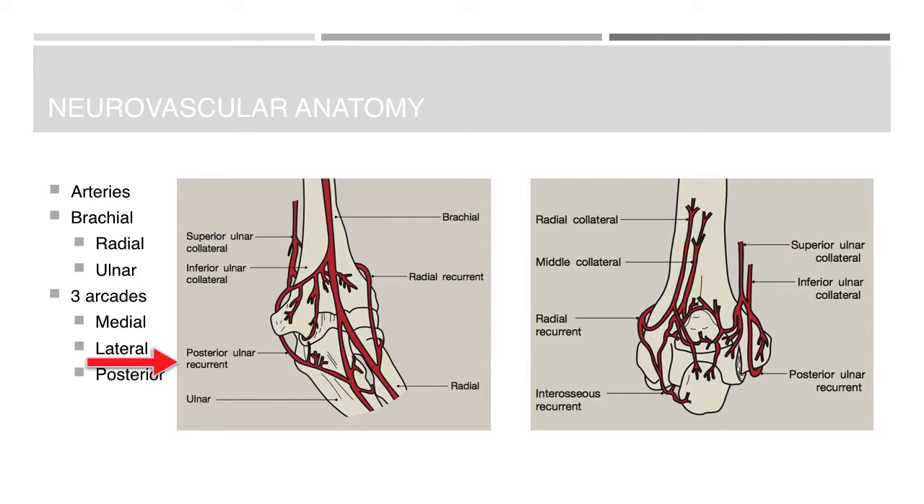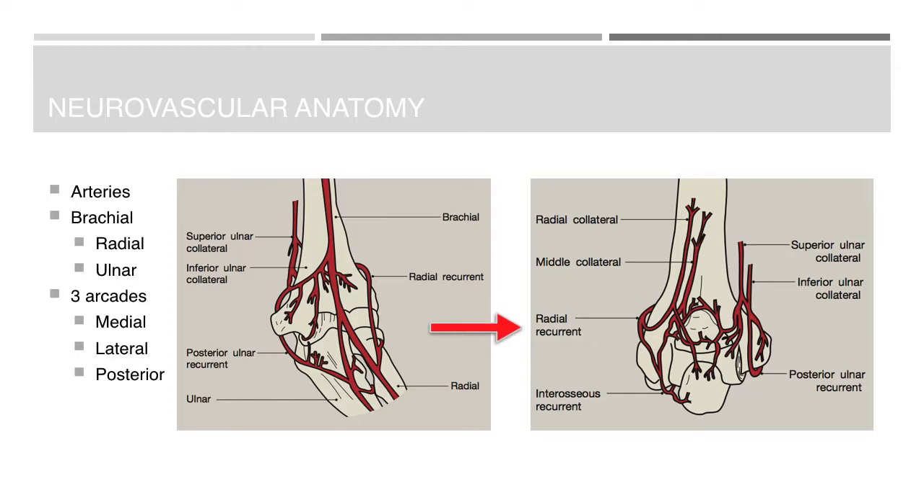The lateral arcade is formed by the descending radial and middle collateral arteries, which originate from the profunda brachii, and they anastomose with the ascending interosseous recurrent and radial recurrent arteries on the posterior aspect of the lateral epicondyle. This arcade supplies the lateral epicondyle and the capitellum.